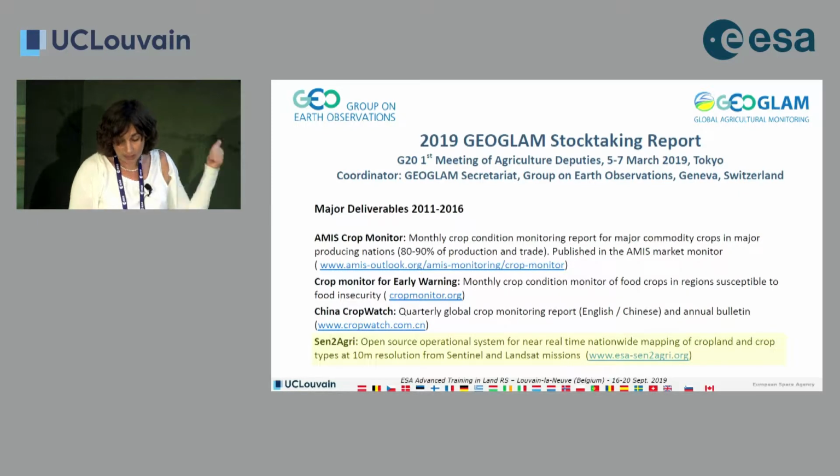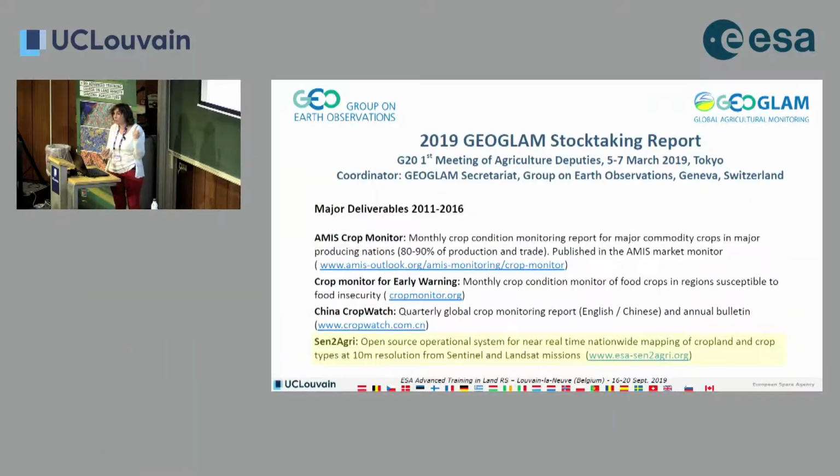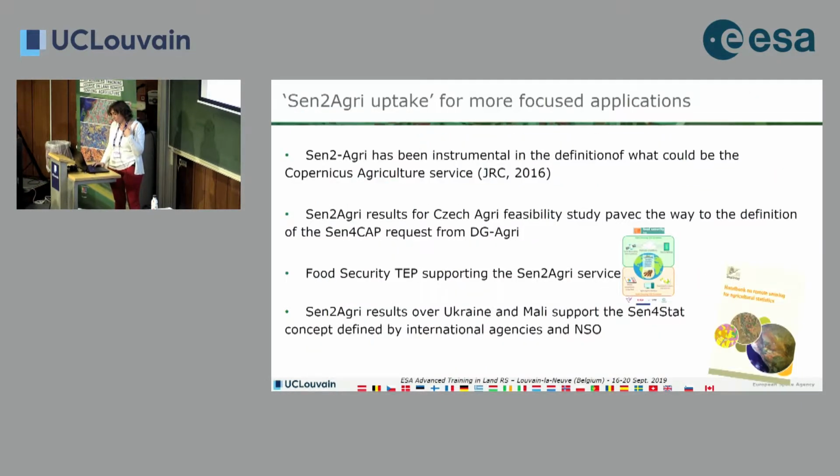And so you can see here, open source system. For us, this really means that we are at a good level of operationality and that it is ready to be taken by the users to be used in their own applications.